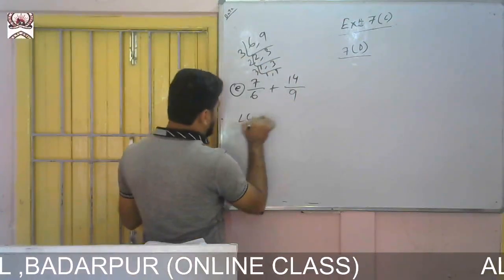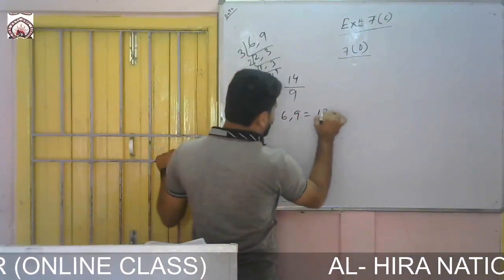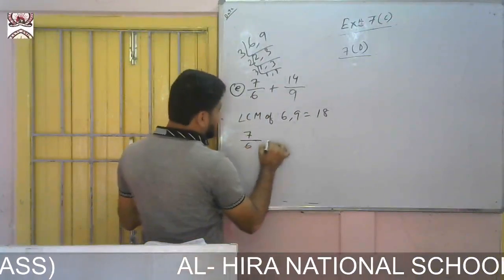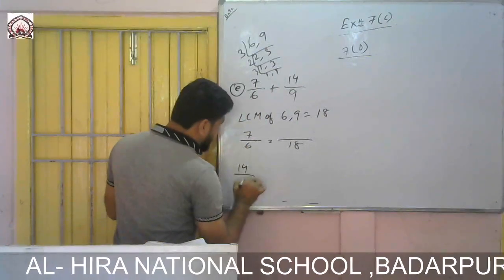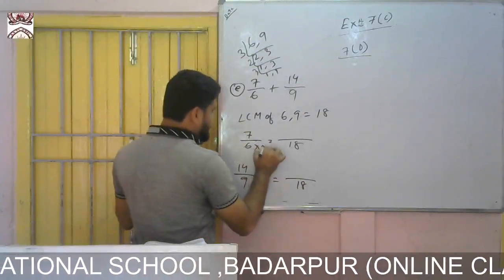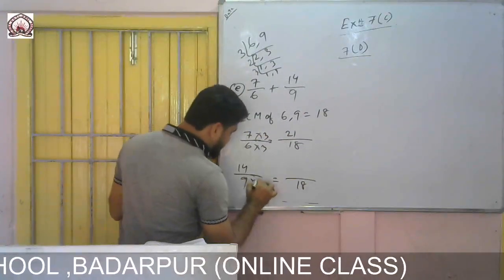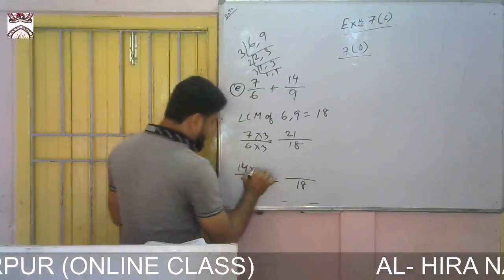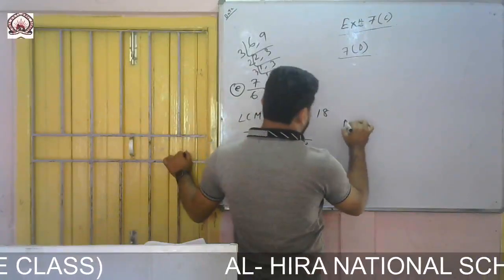Therefore write, the LCM of 6 comma 9 equals 18. Therefore 7 by 6 becomes something by 18, and 14 by 9 becomes something by 18. So 6 into 3 is 18, 7 into 3 is 21. 9 into 2 is 18, and here 14 into 2 is 28. Now add.